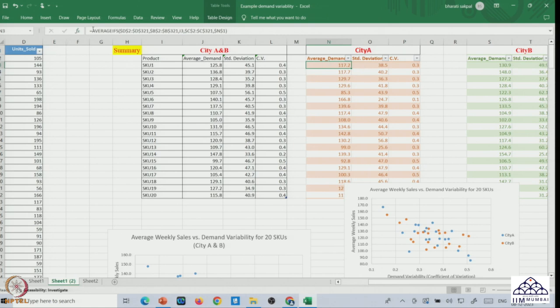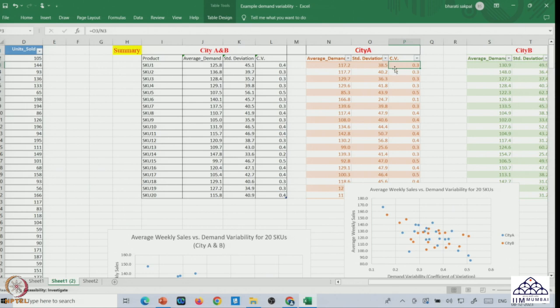For this part we can use a simple Excel average function, where it will find out which SKU you are trying to calculate the demand for and for which city, and using this as the condition, it will average the units sold for that particular SKU for that particular city. Correspondingly, the standard deviation can also be calculated. If we have these two values for SKU 1 for city A, we can calculate the coefficient of variation, and the same exercise can be repeated for all the 20 SKUs for city A very easily.